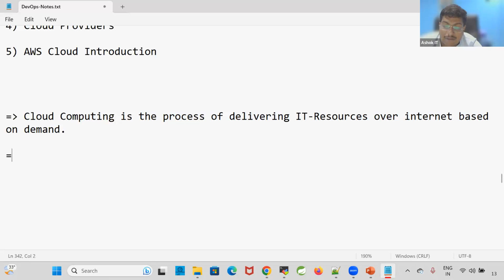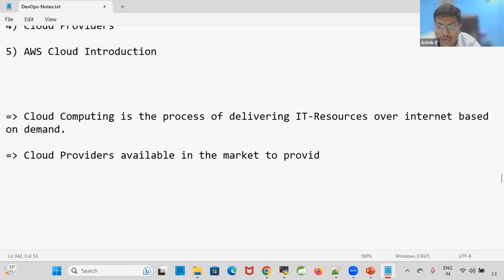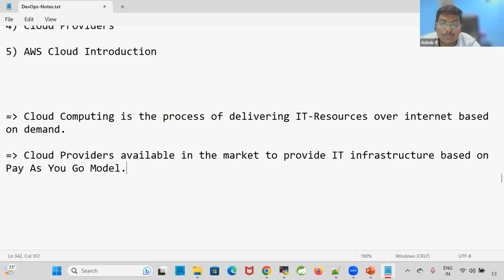Cloud providers are there in the market to provide IT infrastructure based on the pay as you go model. There are so many companies available who will provide IT infrastructure based on the pay as you go model. Pay as you go model is nothing but you pay for what you use.